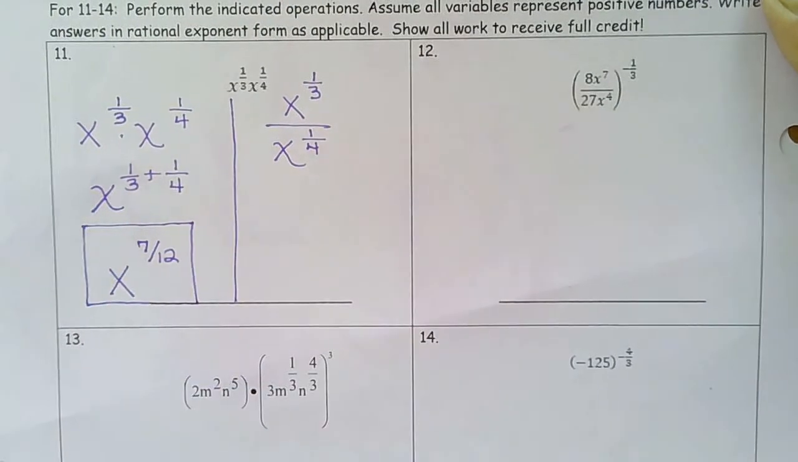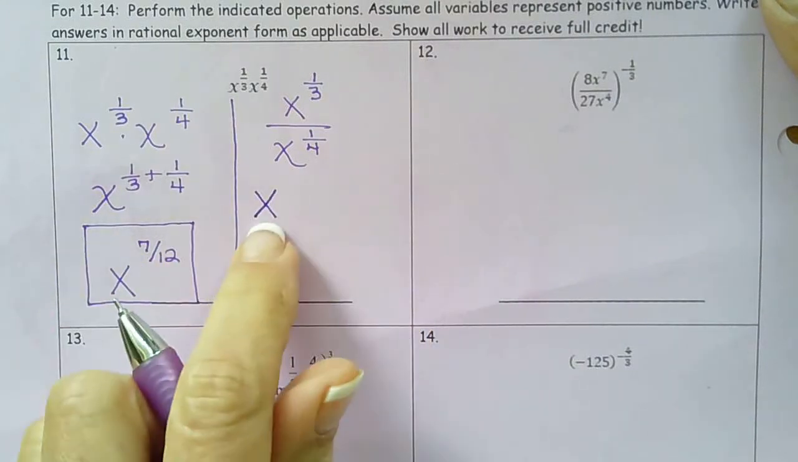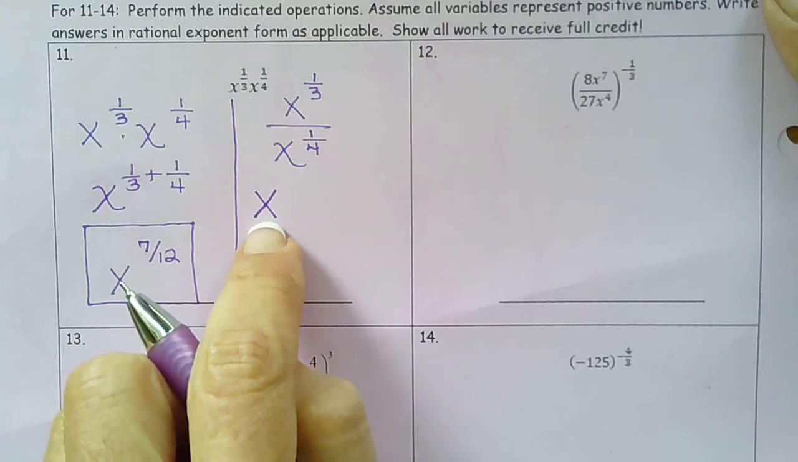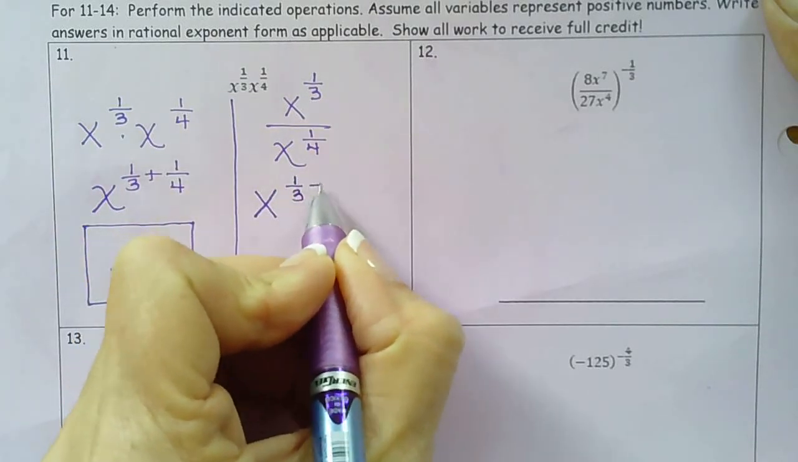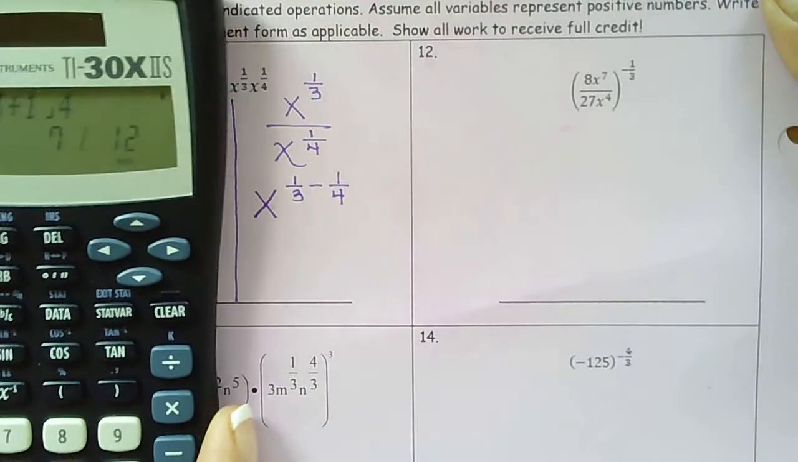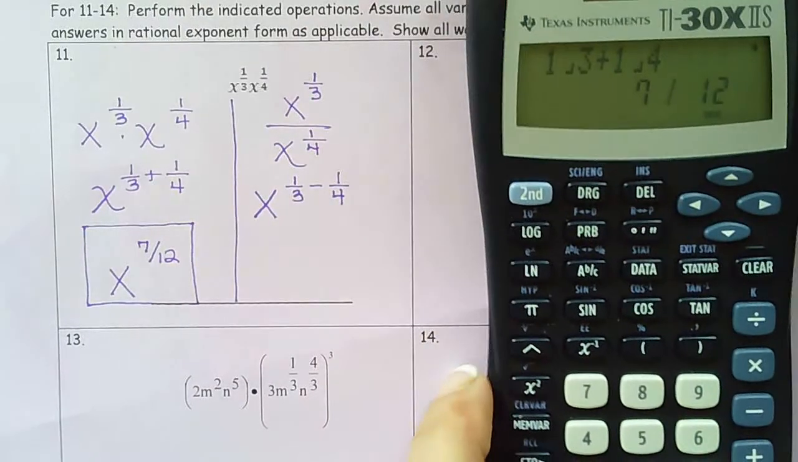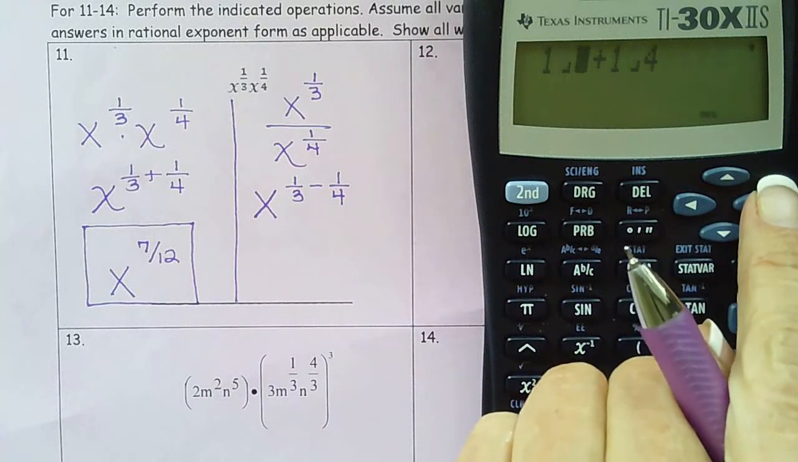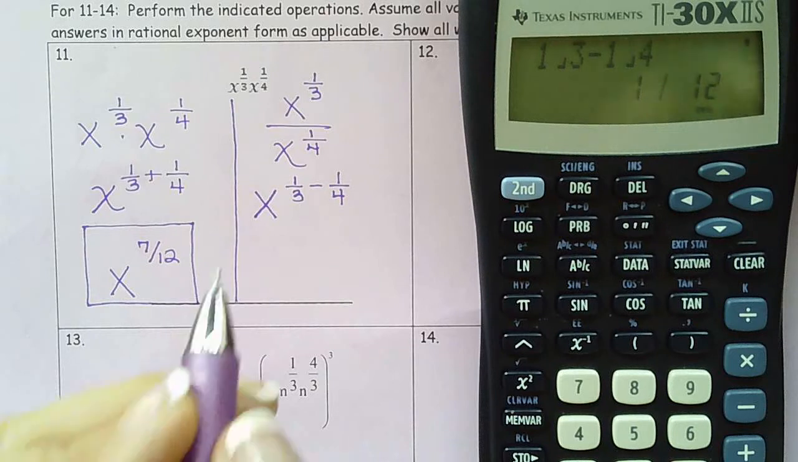The second one is division. So just like the multiplication problem, you are required to show work, so show me what you're going to do. In division, we learned back in chapter 4, we keep the base and we subtract the exponents. So this shows me you know the rule. Then you go ahead and type it in the calculator. It's the same thing, so I'm just going to hit the up arrow and change that to subtraction. So it's 1/3 minus 1/4, which is 1/12.